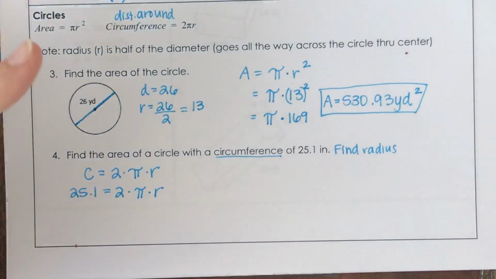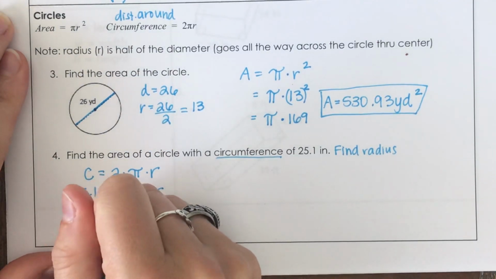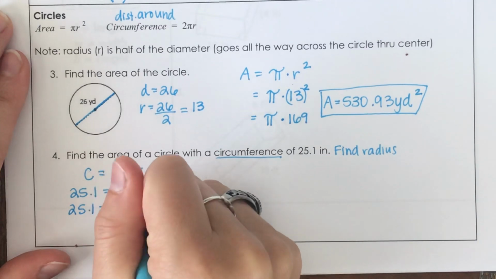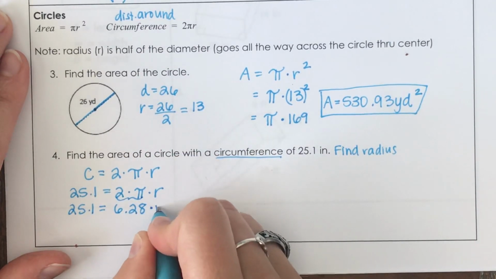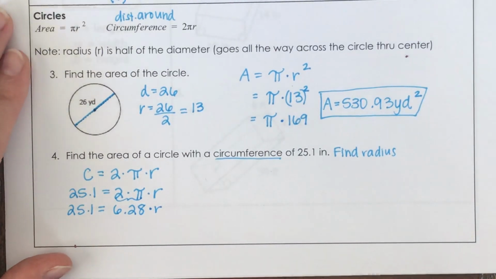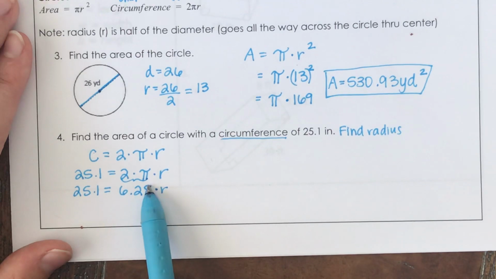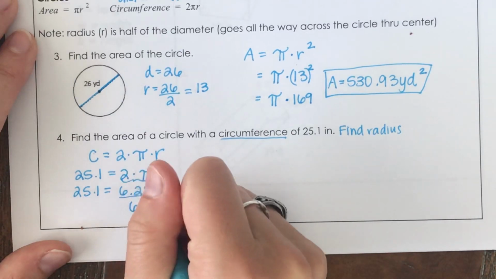The first thing I can do is multiply 2 times pi. If you put that into your calculator, you will get 6.28. Okay, so that's this little piece here, times r, my radius. Now, if I want to get the r by itself, I have to get rid of this 6.28. This is multiplication, so the opposite of multiplying would be to divide.